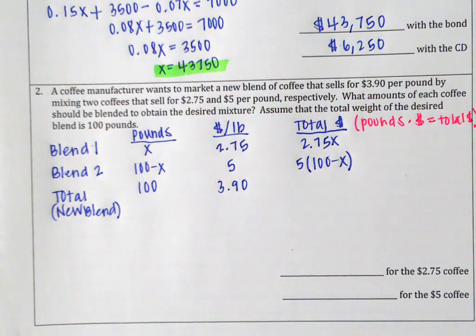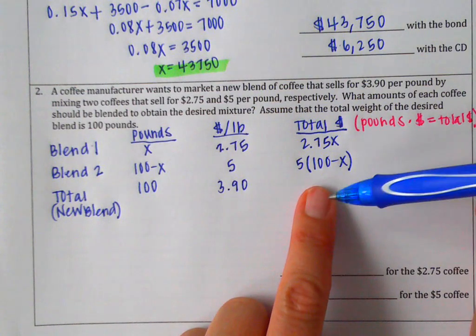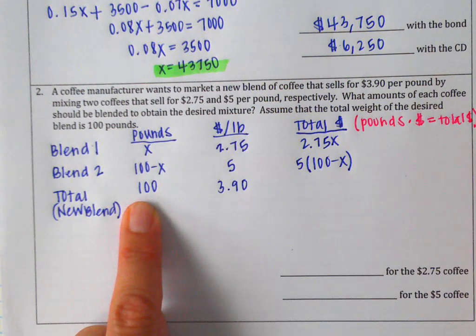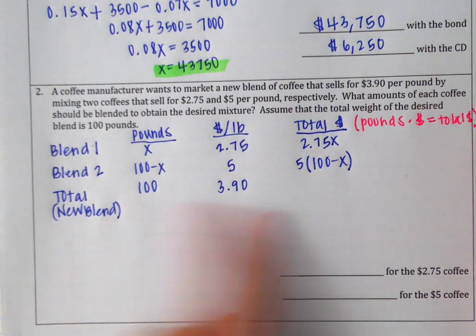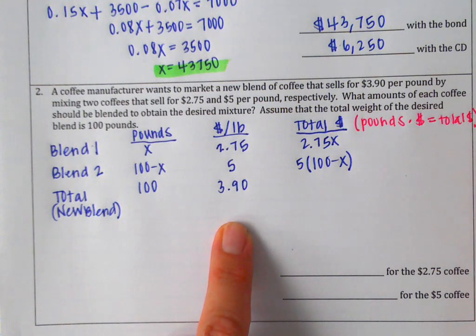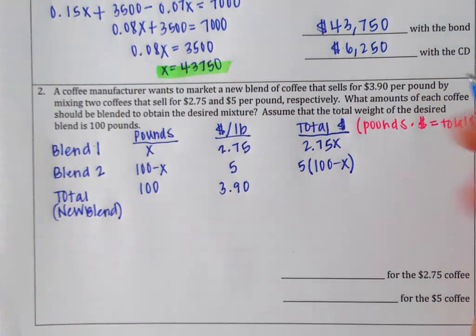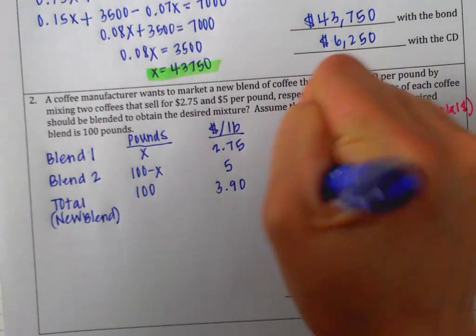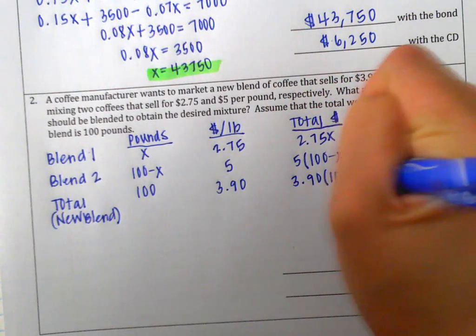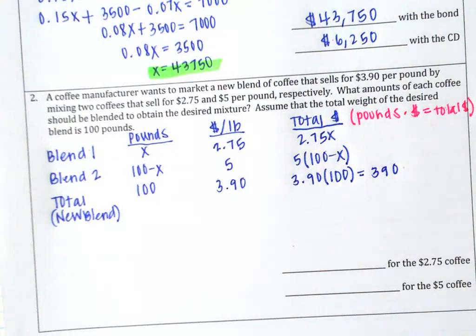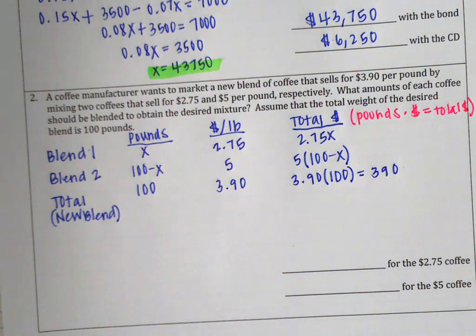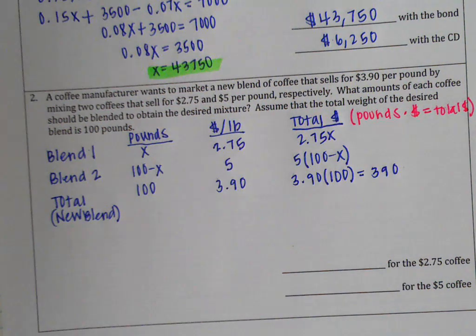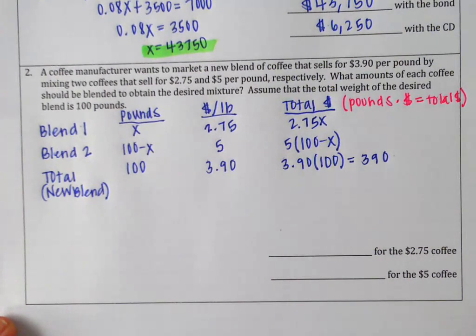Now, the only thing that's different with this one is it doesn't give us the total amount of money. It gave us the total amount of pounds. But I can use the information I have been given to figure out the total amount of money they're going to make by multiplying 100 by 3.90, to get me $390. Okay. Anything on the table that needs clarification?